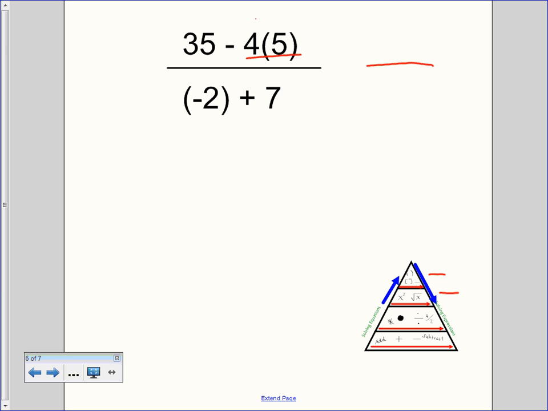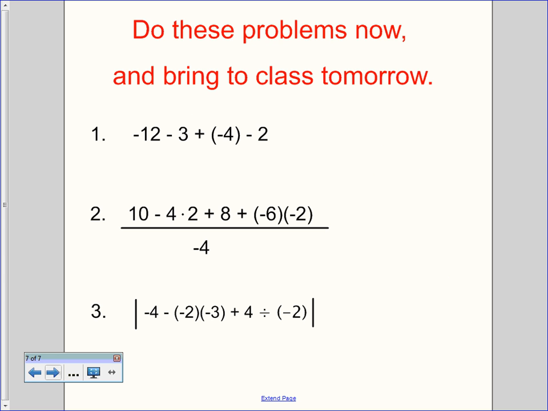We do not have any grouping symbols other than getting a number on top of the dividing bar and on the bottom. We do not have any exponents, so we're going to go through and do multiplication and division on top and then on bottom. 4 times 5 gives us 20. So on top we have 35 minus 20, which leaves us with 15. On the bottom, all we have is an addition problem. Negative 2 plus 7 gives us 5. 15 divided by 5 gives us 3, which is our answer. We will be going through more examples tomorrow in class, including some harder ones. But until then, I would like you to write down these 3 problems, solve them, and bring your answers to class tomorrow.